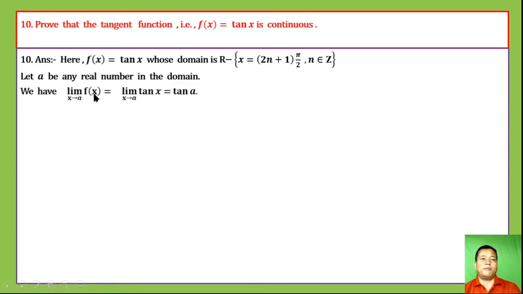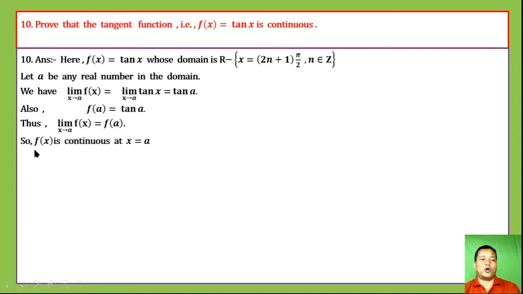We have limit of f of x as x tends to a equal to limit of tan x as x tends to a. Since f of x is tan x and a is a point in the domain, we directly get tan a. Also f of a, the functional value at a, is tan a. Thus limiting value at a equals functional value at a. These two are equal, so f of x is continuous at x equal to a.